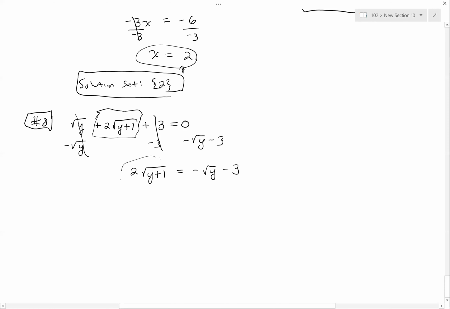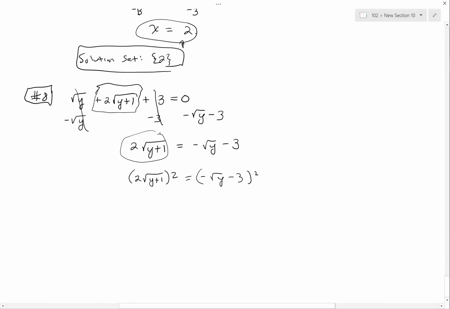So we have isolated a radical, and what I want to do at that point is square both sides. If I square the left-hand side, just as we saw earlier, I have to square the coefficient and the radical portion separately. So I'm going to square the 2, and I'm going to square the square root. That will give me 4 times y plus 1.